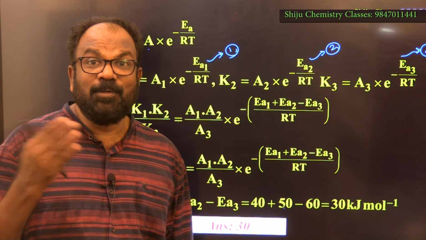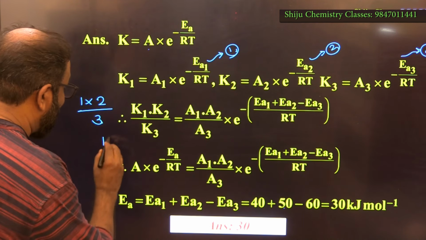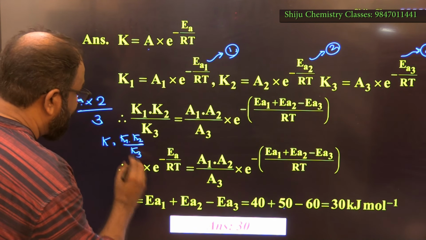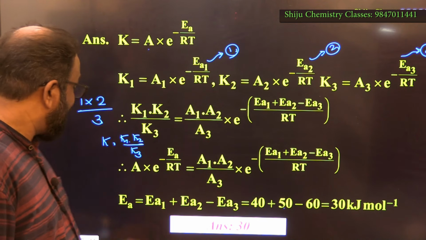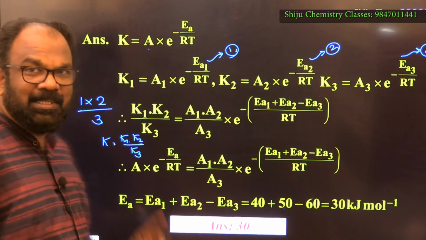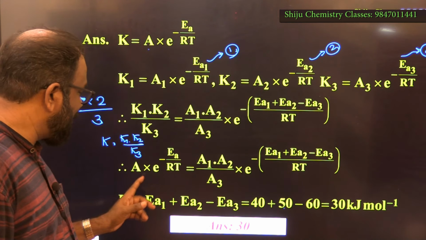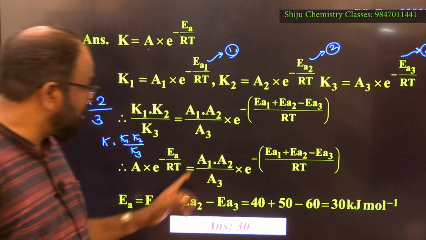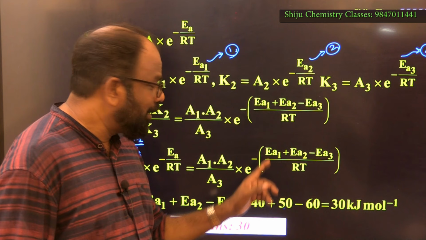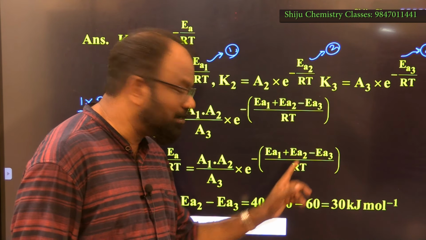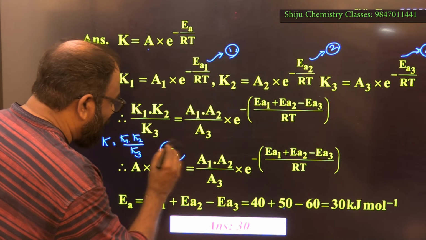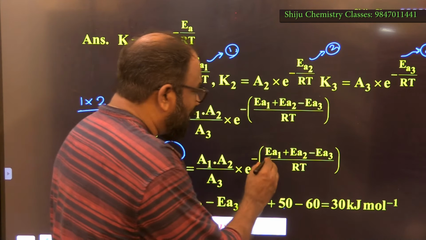The rate constant of the overall reaction K is equal to A into e raised to minus Ea by RT. But the rate constant of the overall reaction is given as K is equal to K1 into K2 divided by K3. So we can write A into e raised to minus Ea by RT is equal to A1 into A2 divided by A3 into e raised to minus of Ea1 plus Ea2 minus Ea3 by RT.